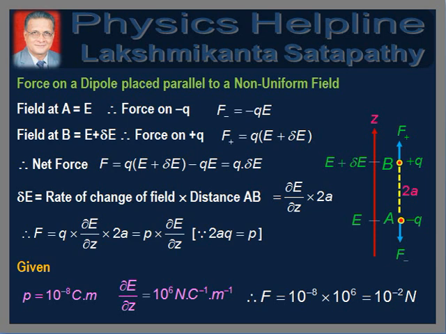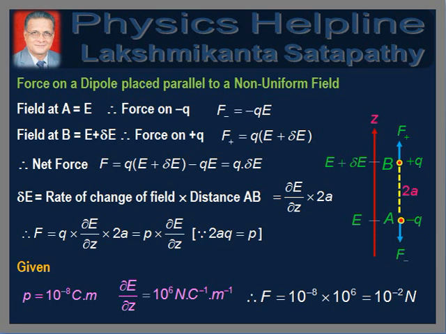Again, let the field at A be equal to E and that at B be equal to E plus delta E. Therefore, force on minus Q is equal to minus QE and that on plus Q is equal to Q into (E plus delta E). Therefore, net force on the dipole is equal to F plus F minus, which is equal to Q into delta E. But change in the electric field delta E is equal to rate of change of field into distance AB. Therefore, F is equal to P into rate of change of field.